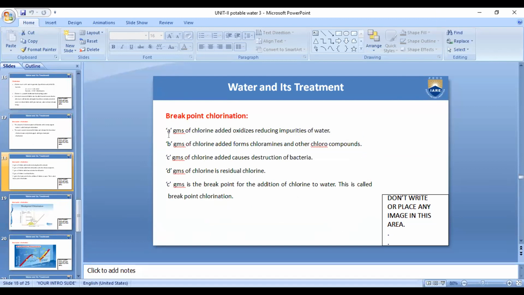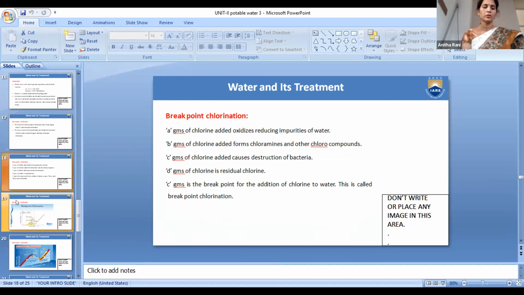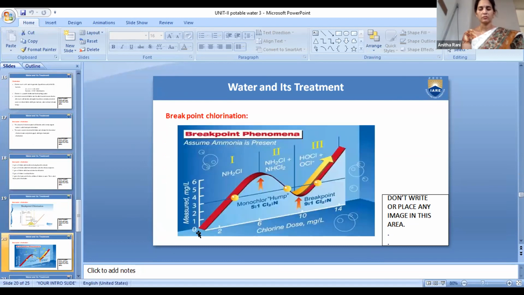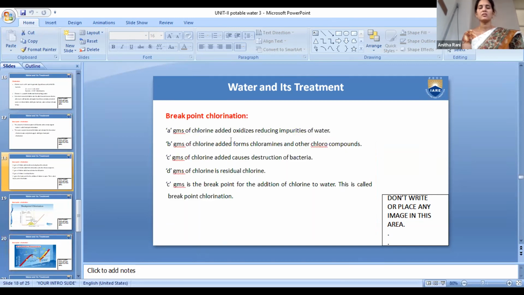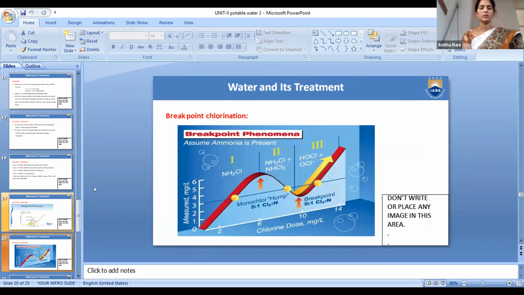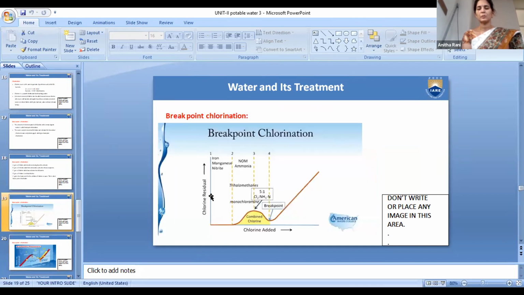Okay. See, A grams of chlorine added oxidizes all reducing impurities present in water. For example, this A grams you take like 1 gram or 2 grams. You see here, 0 milligram per liter, for example. So 2 milligram, 6 milligram, 10 milligram, 14 milligram. So when you are adding A grams of chlorine, what happens? It will oxidize all reducing impurities present in water, for example iron, manganese, and nitrate present in water.